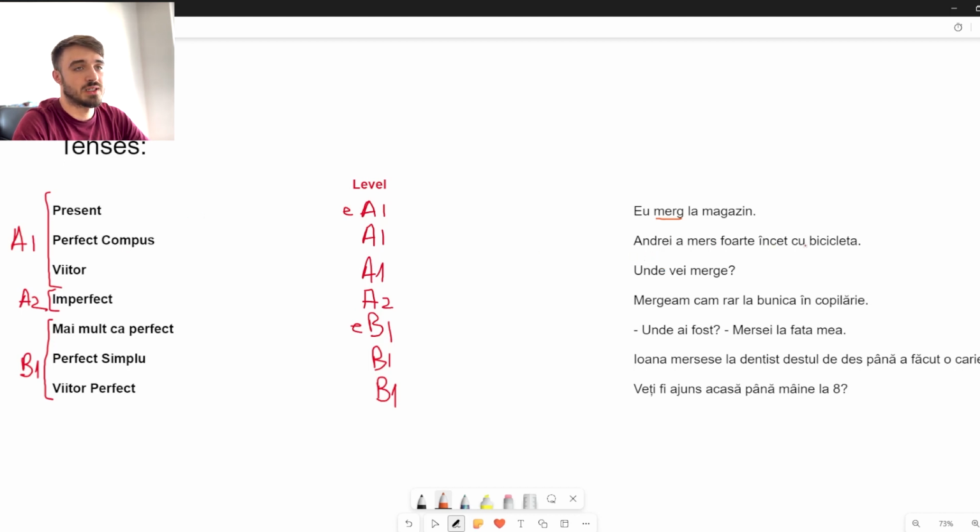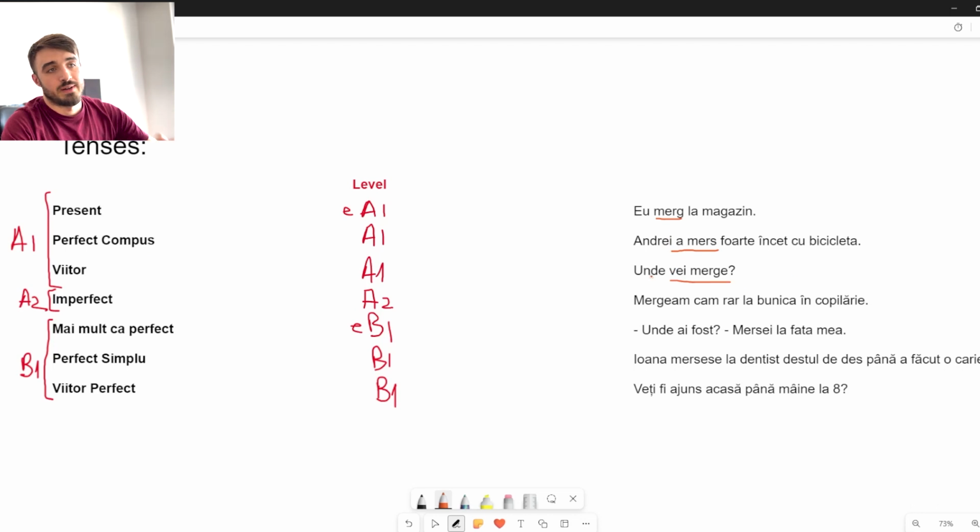Andrei a mers foarte încet cu bicicleta. Andrei went very slowly by bike, or rode very slowly the bike. Depends how you want to translate it. Probably rode is the best in English. A mers, this is what's in past. In perfect compus, this is together. A mers. Together is perfect compus. I see so many times people forgetting about this a, and you should not.